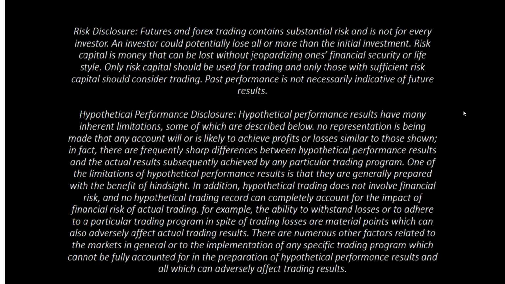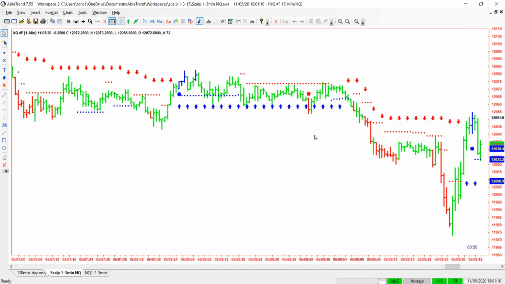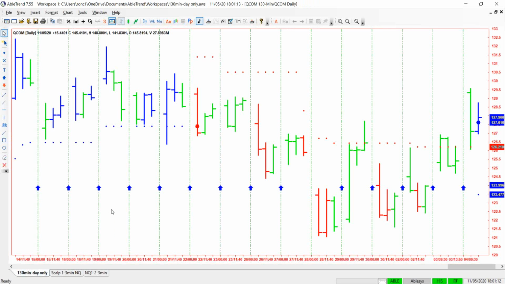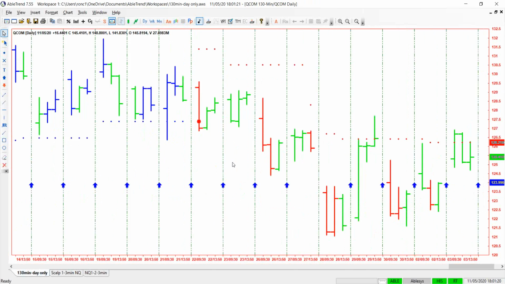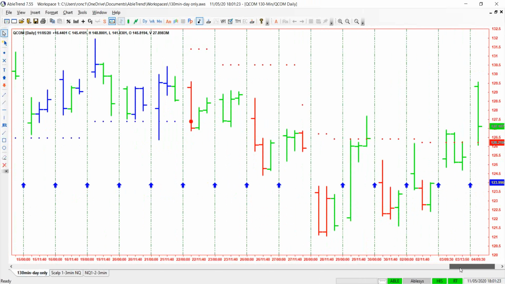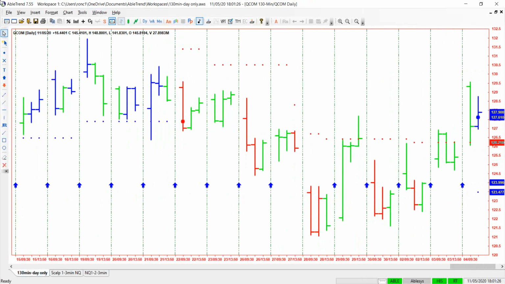It's been a wild week in a good way. So let's jump in. We're going to start, as always, with a stock chart. We'll take a look at the 130-minute daily. This is my favorite for swing traders. If you like to either trade shares or options, this is a really good chart to trade. I love this 130-minute daily, and everybody has one of these already in your workspaces. If you click on File, Open Workspace, you'll have this 130-minute daily chart there if you have AbleTrend, our platform.